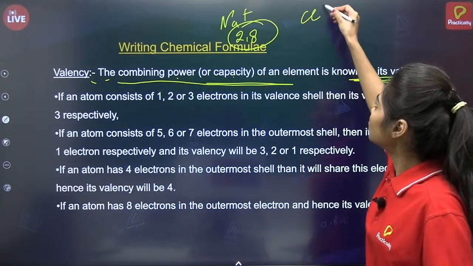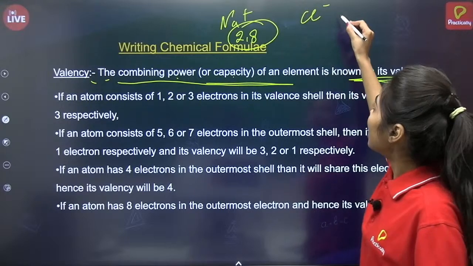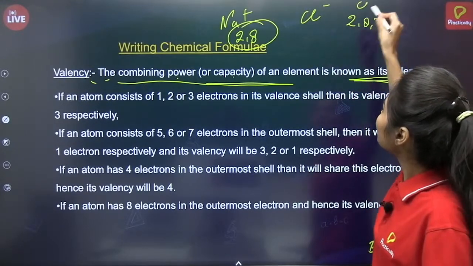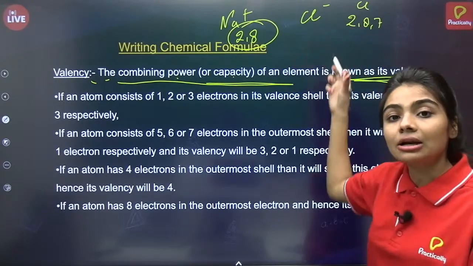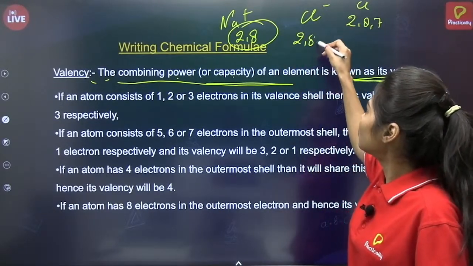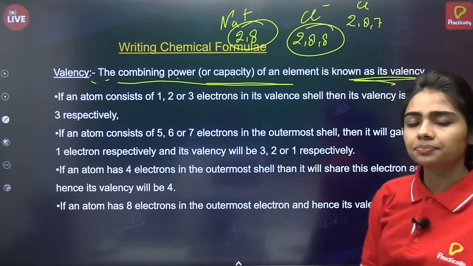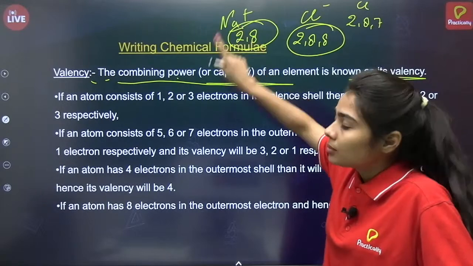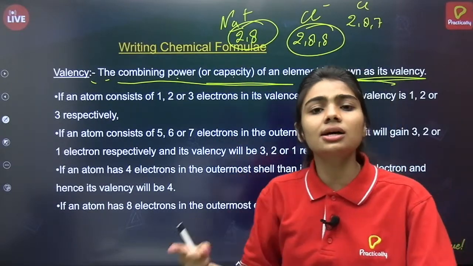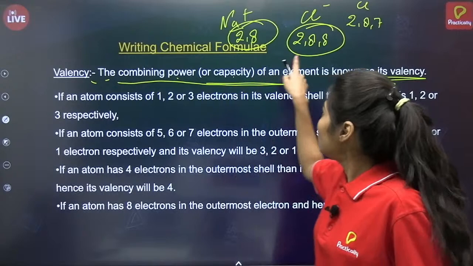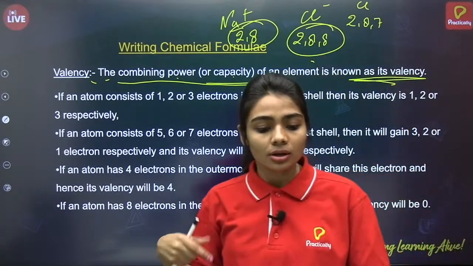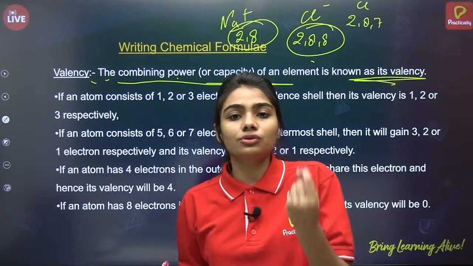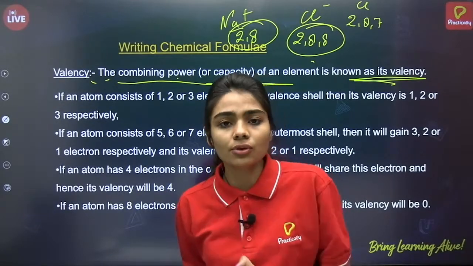What we have seen in chlorine, it is having negative charge. Earlier it is having the electronic arrangement 2,8,7, and now after gaining 1 electron, its electronic arrangement will become 2,8,8. So here this sodium loses 1 electron. This is the valency of sodium. Chlorine gained 1 electron. This is the valency of chlorine, that is 1 is the valency of sodium, 1 is also the valency of chlorine.